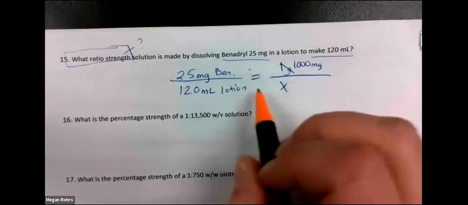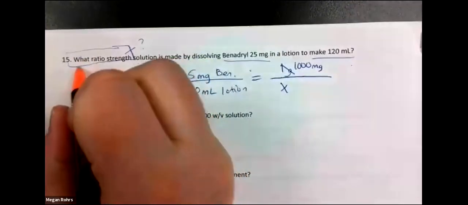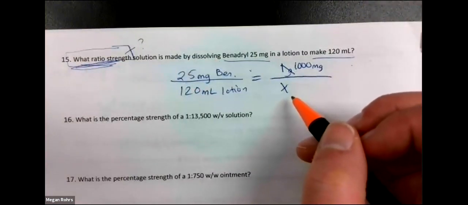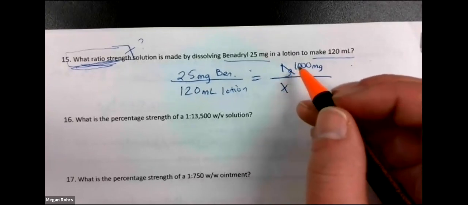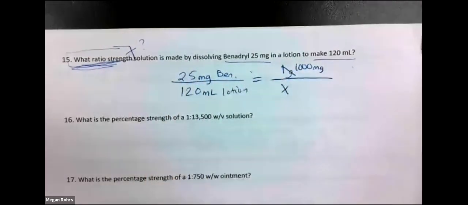Actually, I apologize. So we're going to actually need to leave this in grams because it's asking us for the ratio strength. It's not asking us for how much solution is going to be made from 1 gram of active ingredient. So we're actually going to need to convert this here instead.